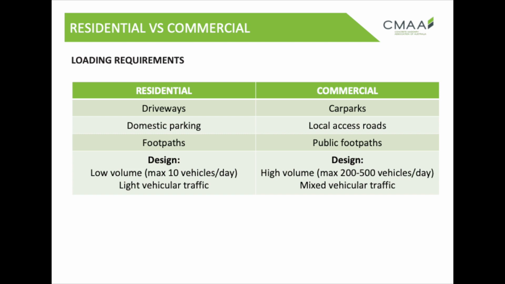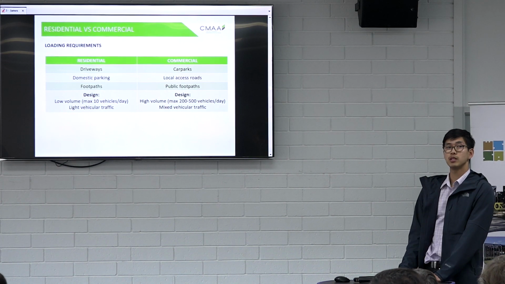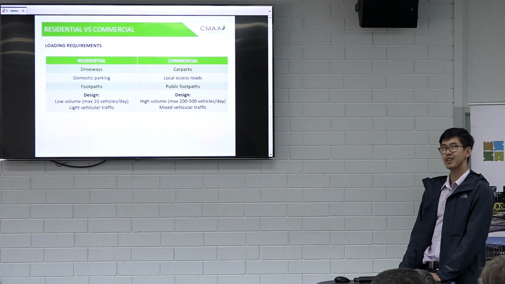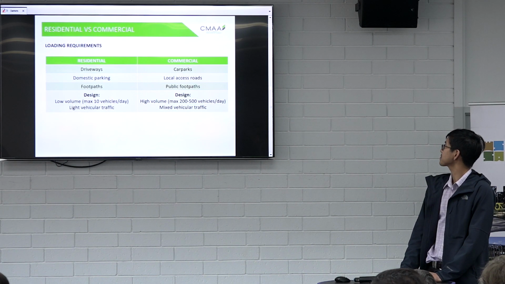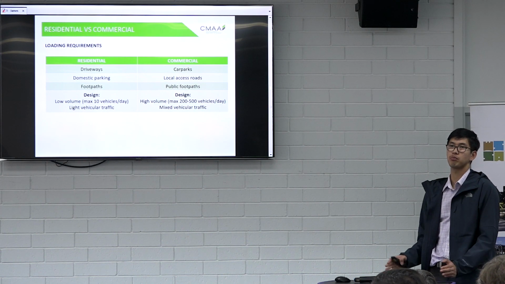So this is just a very brief understanding of what the loading requirements are between residential and commercial pavements. In residential pavements, you're going to get much lighter vehicles as well as much smaller pedestrian traffic compared to a commercial pavement. Some examples of residential pavements include driveways, domestic parking, and footpaths.